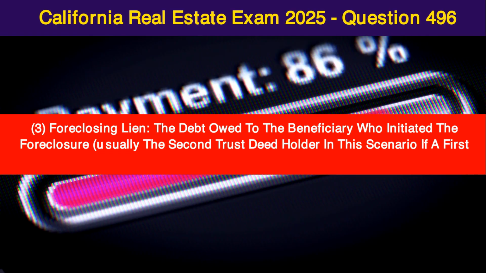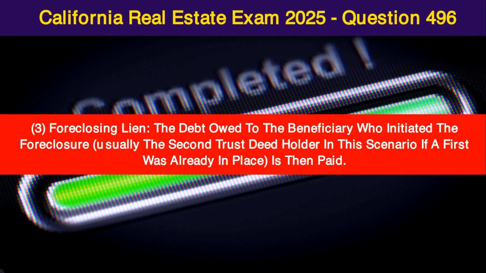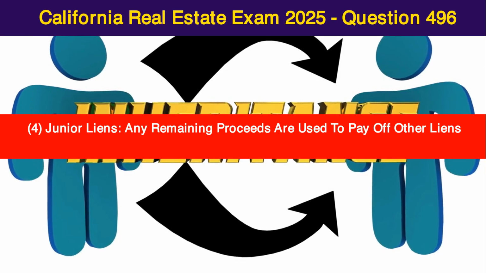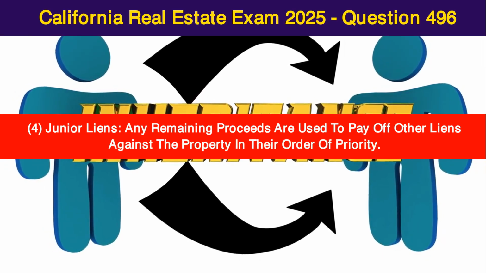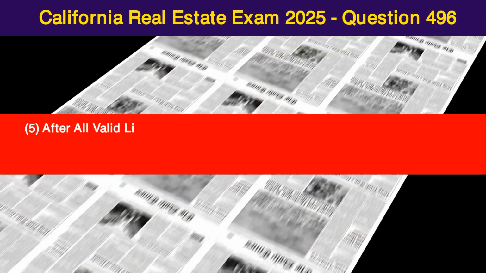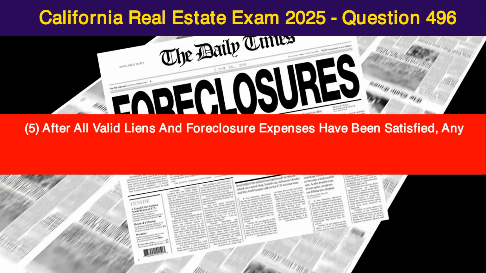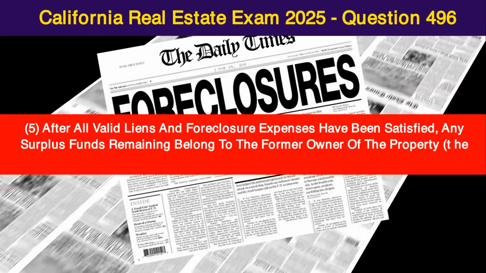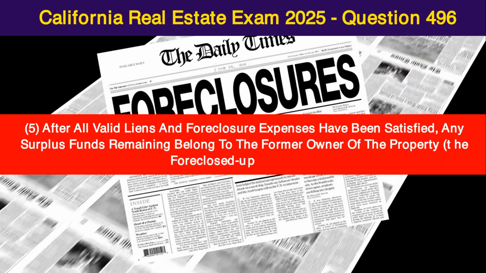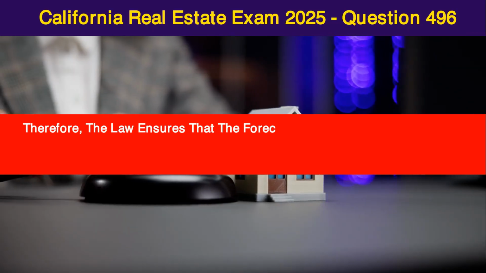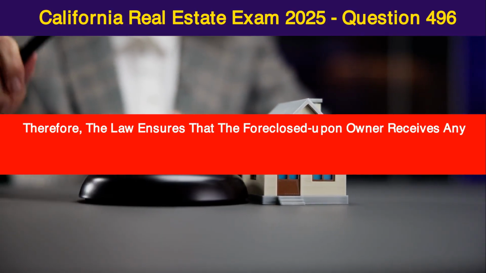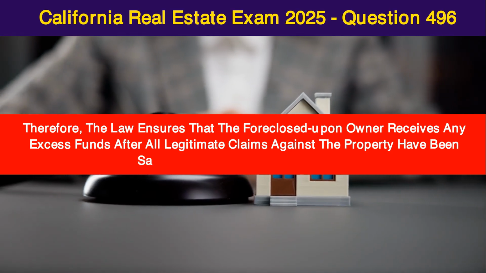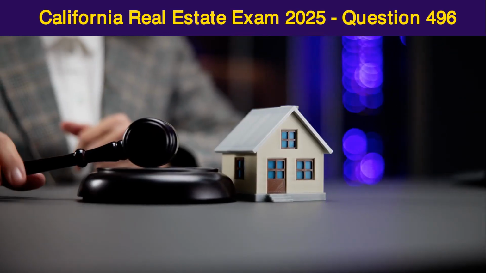in this scenario if a first was already in place, is then paid. 4. Junior liens. Any remaining proceeds are used to pay off other liens against the property in their order of priority. 5. After all valid liens and foreclosure expenses have been satisfied, any surplus funds remaining belong to the former owner of the property, the foreclosed upon owner. Therefore, the law ensures that the foreclosed upon owner receives any excess funds after all legitimate claims against the property have been satisfied through the trustee's sale.